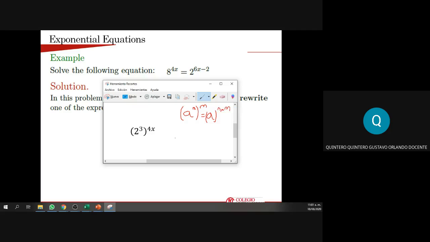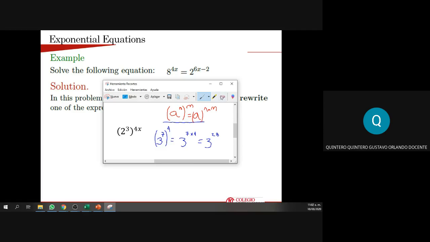Here's an example. 3 elevated to the 7, and all of that elevated to the 4. By doing the property power of a power, we have the same base, and the exponents are now multiplied. So 7 times 4. How much is 7 times 4, guys? Everybody in the chat, please let me know. All right, thank you, guys. Some of you actually wrote it. Thank you. Beautiful. So the solution is 3 to the 28 because 7 times 4 is 28.